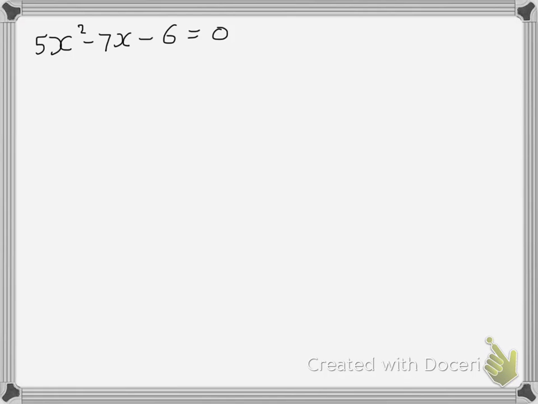We've done that previously, but if you need any revision for that, there are videos earlier in the playlist. But for that one in particular, the procedure is multiplying the 5 and the negative 6. So we multiply the coefficient of x squared with the constant, and that gives me negative 30. Then we look for the factors that multiply together to give negative 30 and add together to give negative 7. The two factors are negative 10 and 3.